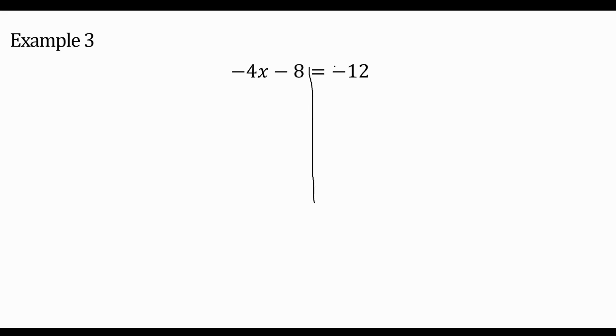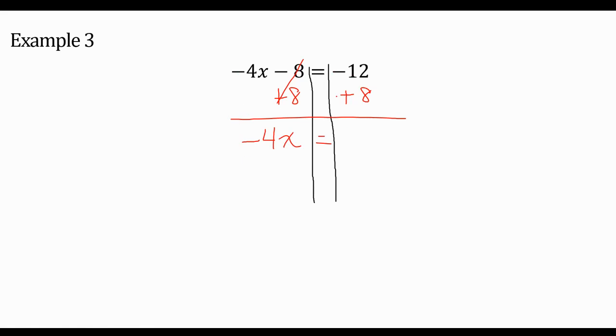Let's start it out by drawing those train tracks. Whatever we do to one side, we have to do to the other. We're going to move the constant that's on the same side as that variable. So our constant here would be this -8. Inverse operations, let's add 8 to both sides. That cancels. Bring down that -4x. Please don't forget that sign. That negative sign has to come down with the 4x.